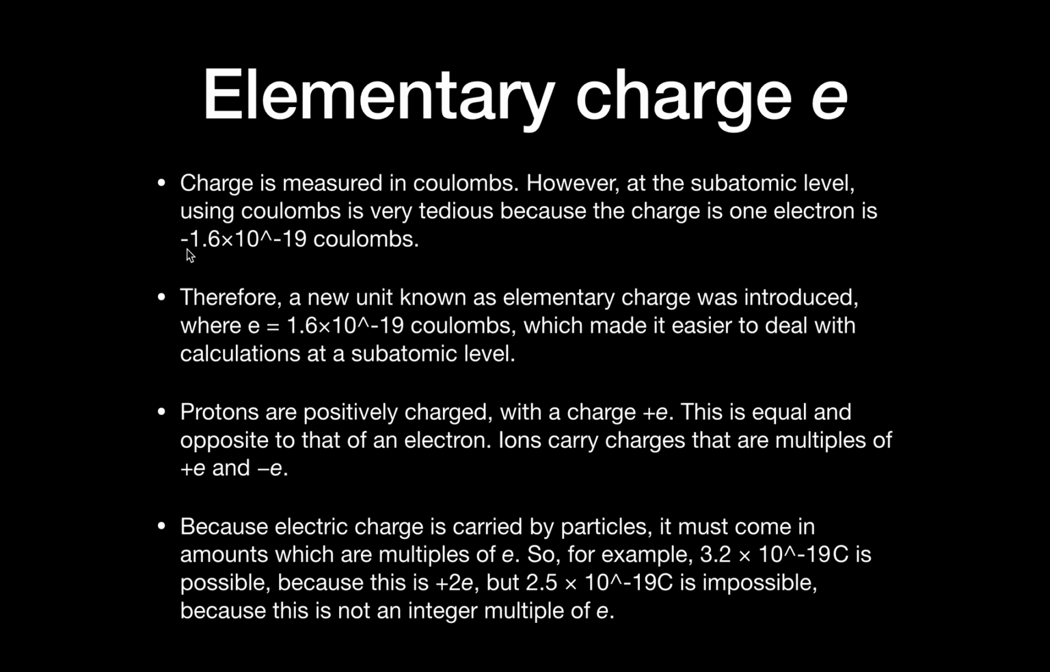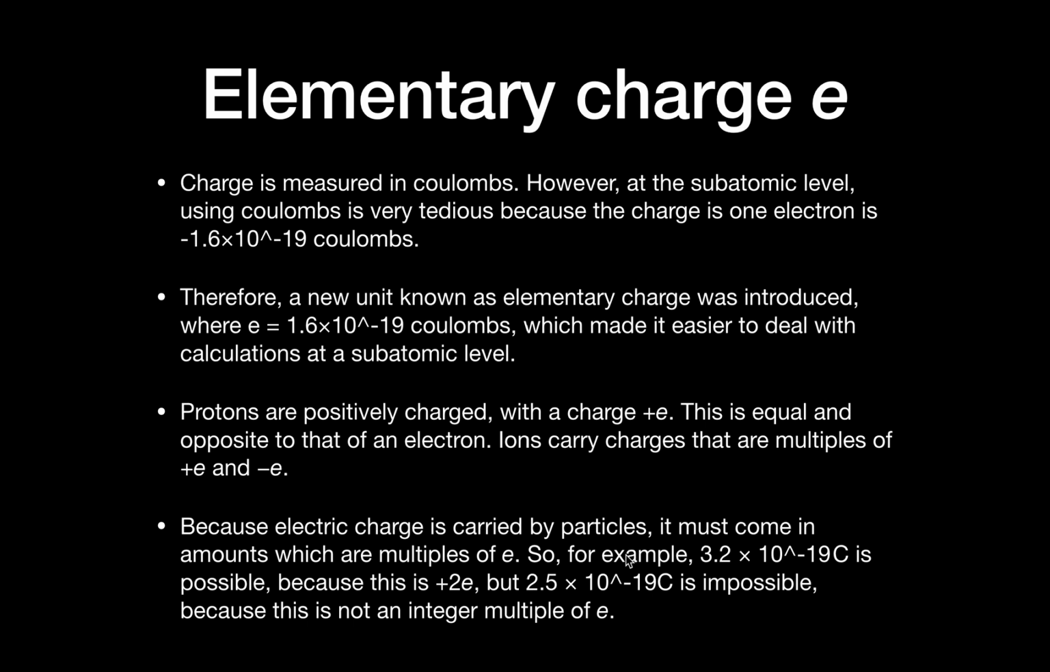So the charge of an electron is minus e, the charge of a proton is plus e. Protons are positively charged, with a charge of plus e, equal and opposite to that of an electron, which is minus e. Also, ions carry charges that are whole number multiples of plus e and minus e. Because electric charge is carried by particles, and the smallest particles, protons and electrons, carry charges in multiples of e. There are also quarks, which are subatomic particles. We covered particle physics in another video. They have fractional charges, but that does not count because we always find them in groups where the total charge of a proton, which is made up of three quarks, will always be a whole number multiple of e.